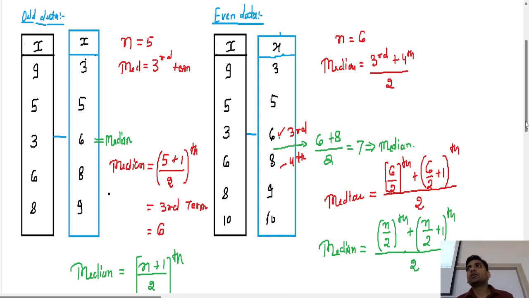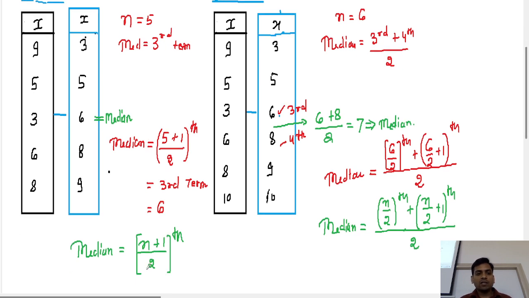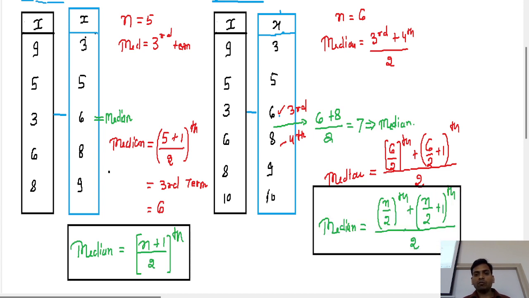Done? Any doubt? Confusion? So we have two formulae. First is this one, second is this one. This is for odd data, and this formula is for even type of data. Done? Concept is clear? Anyone? Any doubt? Confusion? Please ask. No? Okay, fine.